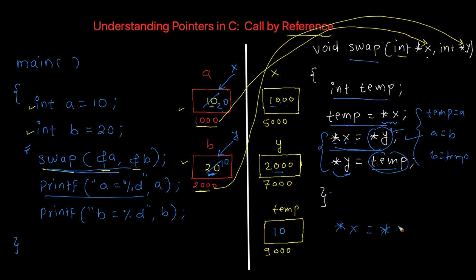X is equal to star Y. This will give us value at address which is there in Y. Address in Y is 2000. Value at 2000 is 20 earlier, so this will be 20. So this is assigned to value at address which is there in X. Address in X is 1000, so value at address 1000 will be 20. So this is call by reference, which we use to make changes to the original variables.